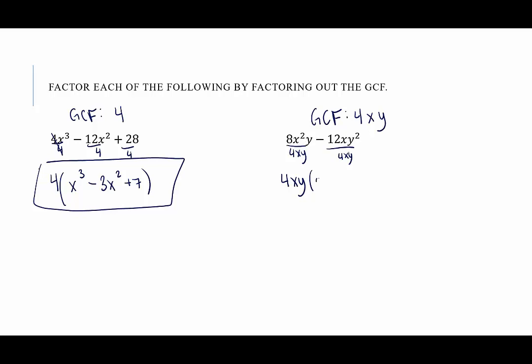8 divided by 4 is 2. X squared divided by x, there were 2. We're going to divide out 1, so that leaves behind one factor of x. The y's cancel. Negative divided by positive is negative. 12 divided by 4 is 3. The x's cancel. I had 2 factors of y. I'm dividing away 1. I have 1 factor of y left. So we have 4xy times 2x minus 3y.